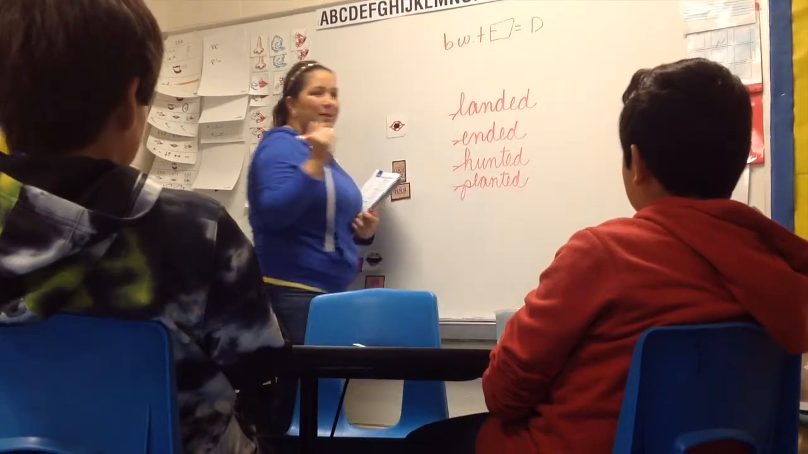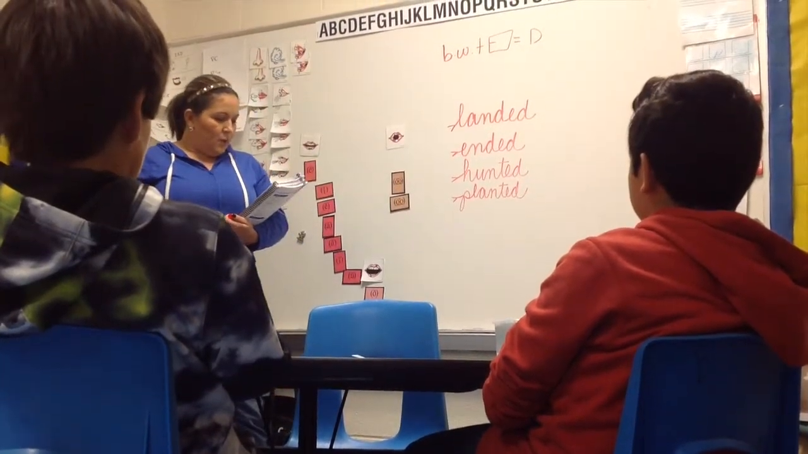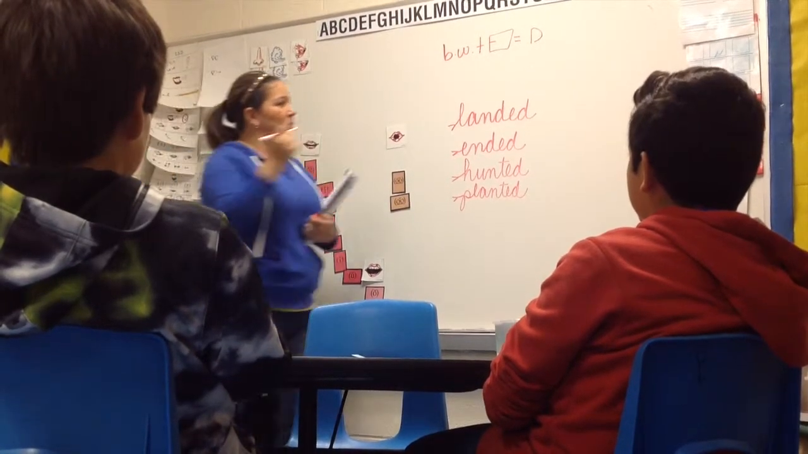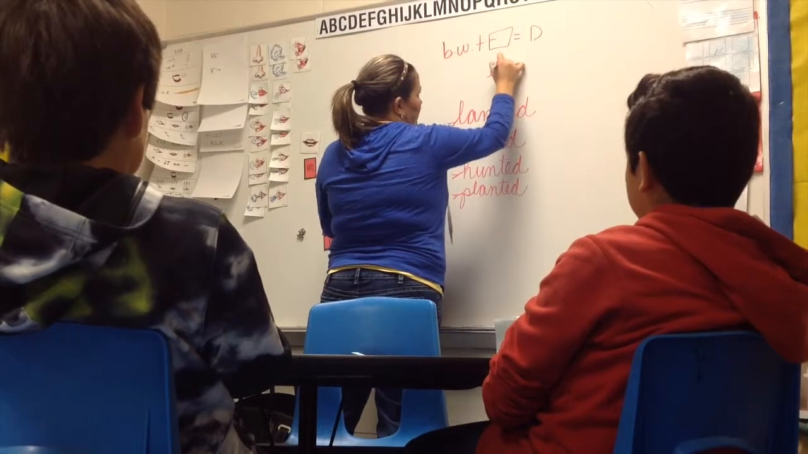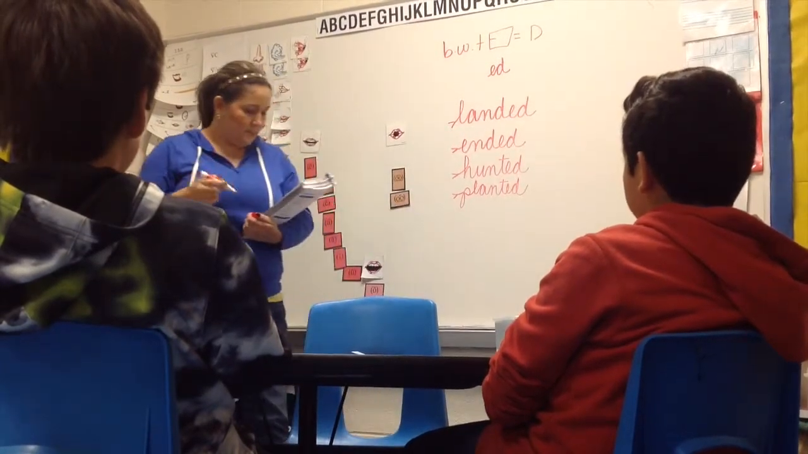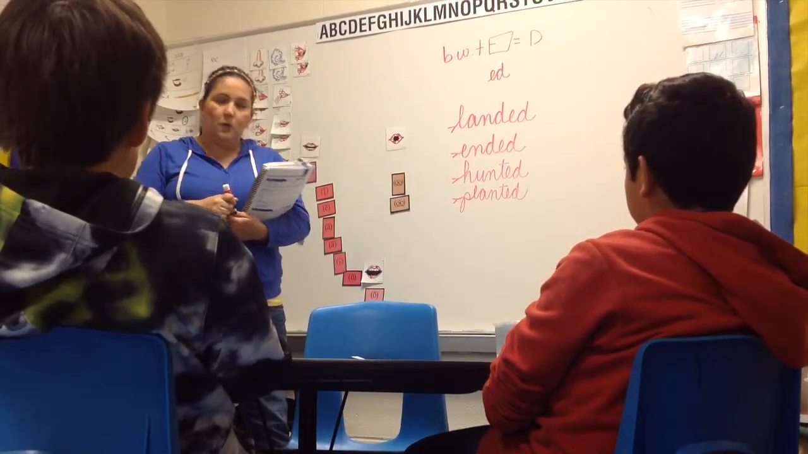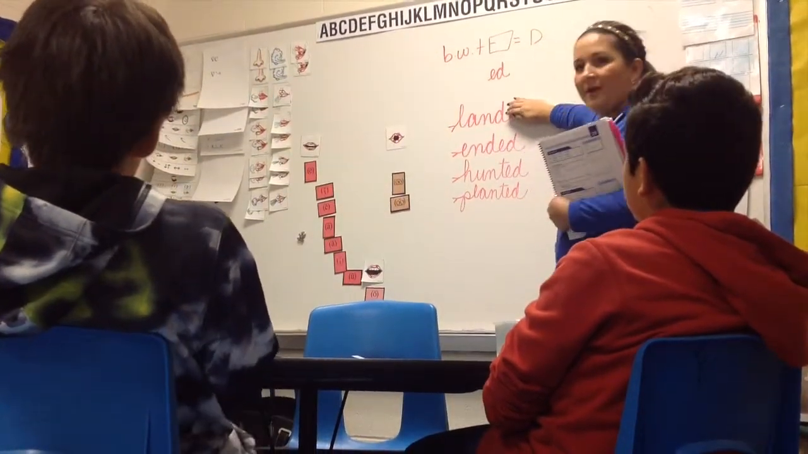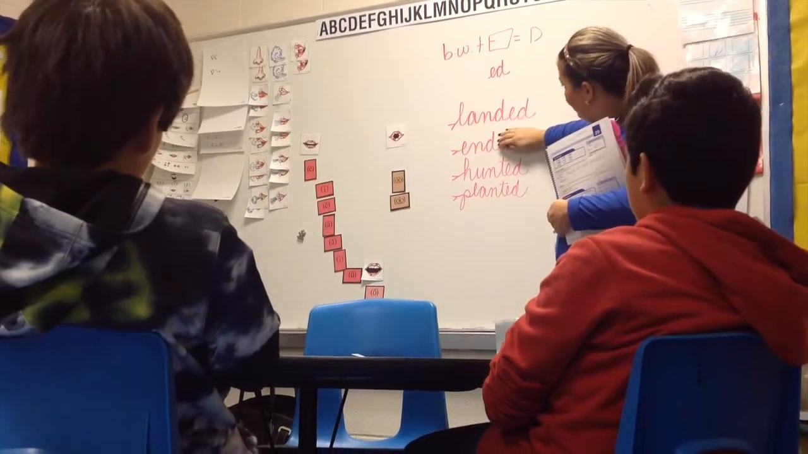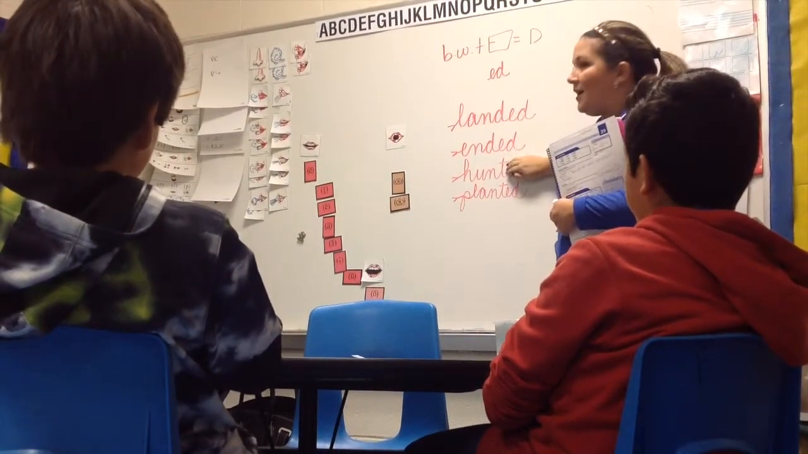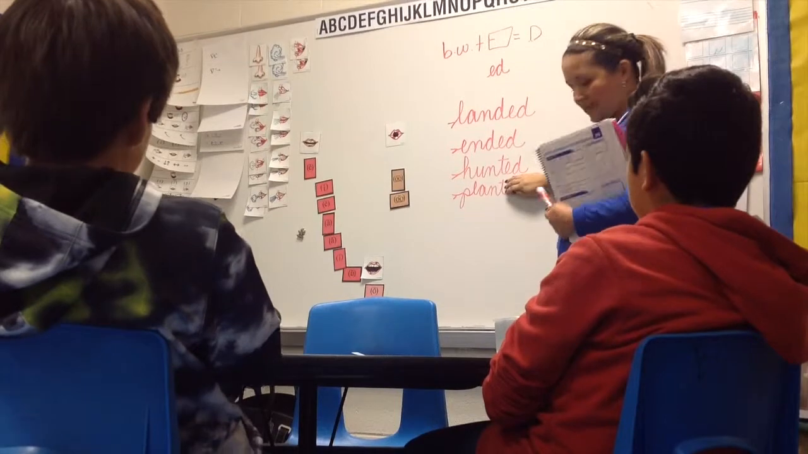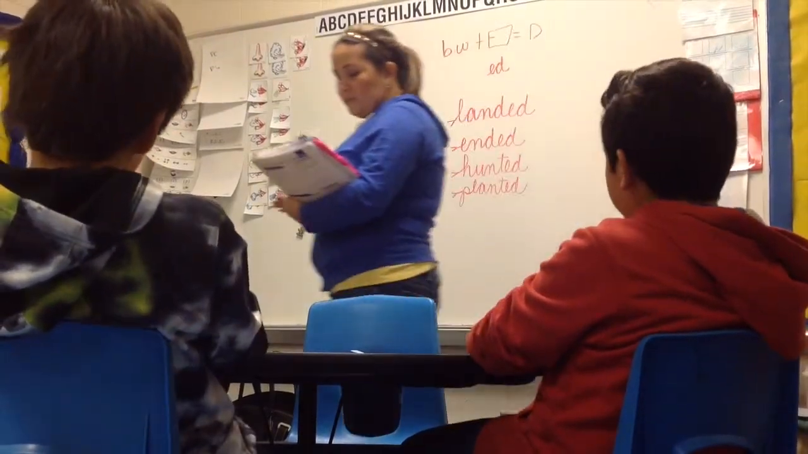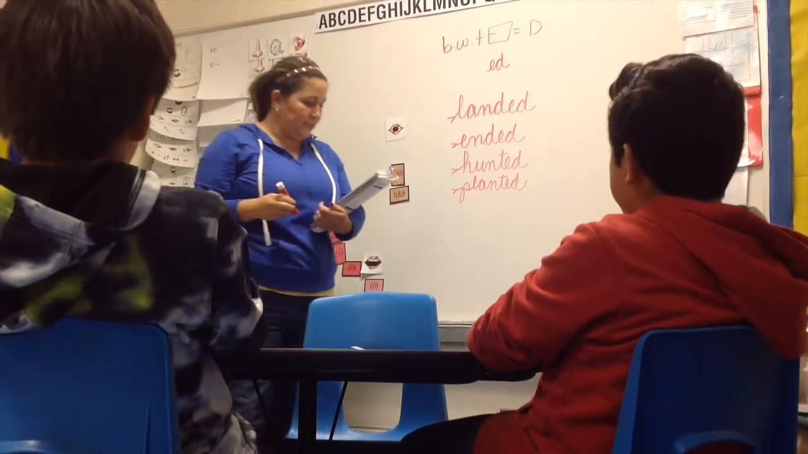P-L-A-N-T-E-D. Planted. What do we see at the end of all of these words? E-D. We see the letters E-D. If we cover E-D, will we have a base word left? Yes. What do we have left? Land. And hunt. Plant. So these base words end in T or D.